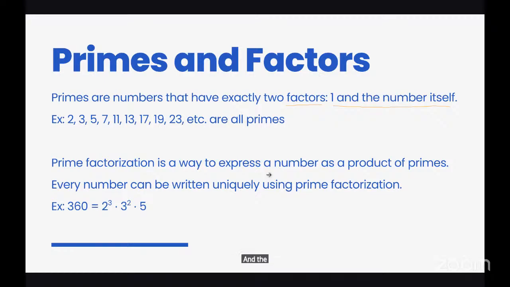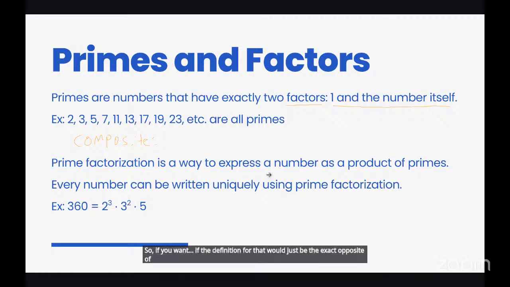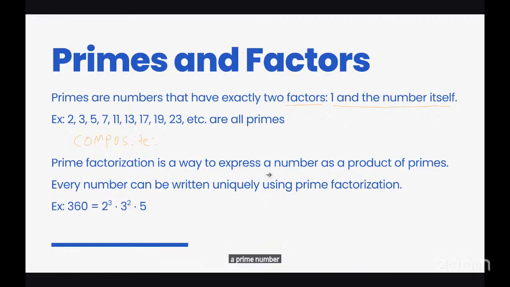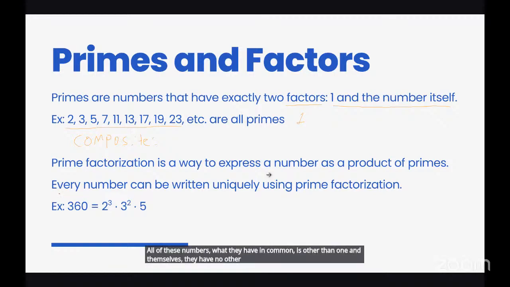And the opposite of a prime number is a composite number. The definition for that would be the exact opposite of a prime number: there would be factors beyond one and itself. So 2, 3, 5, 7, 11, 13, 17, 19, 23. All of these numbers have in common that other than one and themselves, they have no other factors.